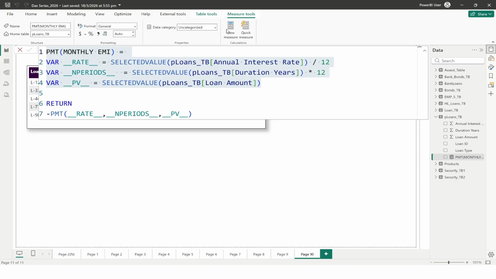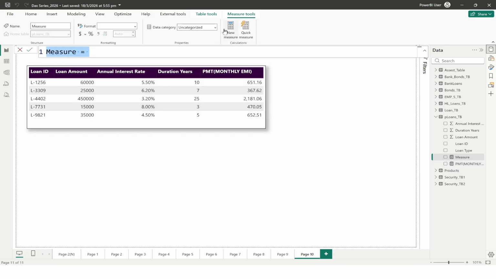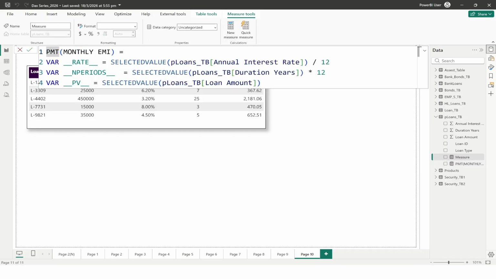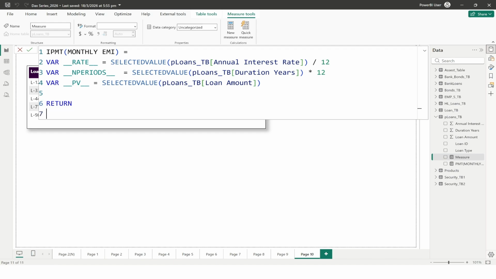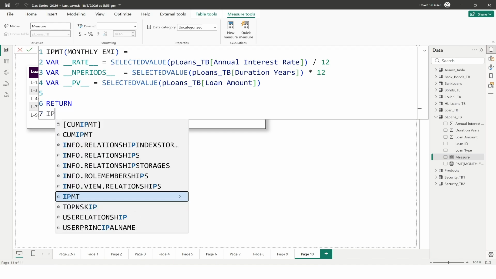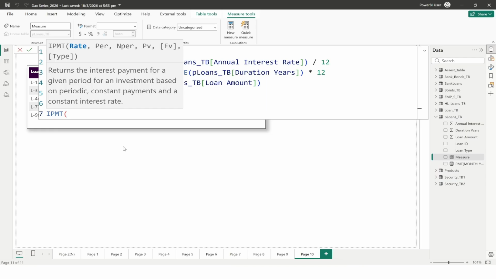Let's create a new measure. Now let me paste it here. This is IPMT. Okay, this is IPMT. Fine. Now here, everything was the same: rate, number of periods, present value. Now here, let's return IPMT. So here, first, rate.